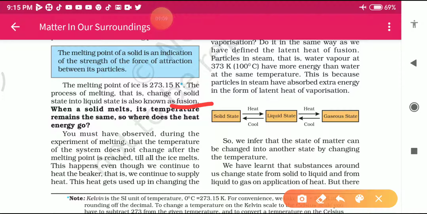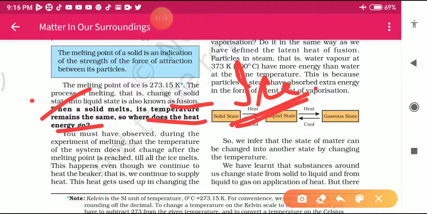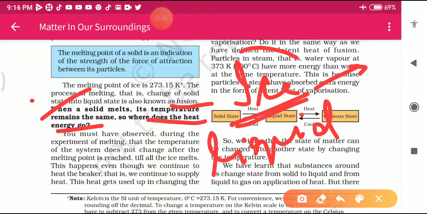But today our topic is: what happens when a solid melts? Its temperature remains the same. So where does the heat energy go? Suppose that you convert ice, which is in the solid form, into liquid. Then the temperature inside the ice remains the same. It will not increase. How? In this topic we will study the temperature and where the heat energy goes.